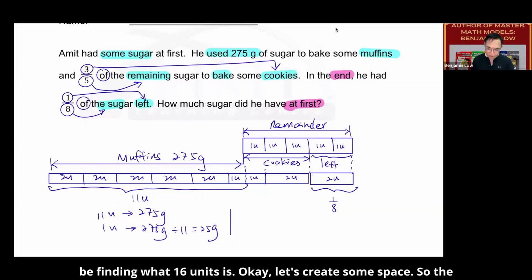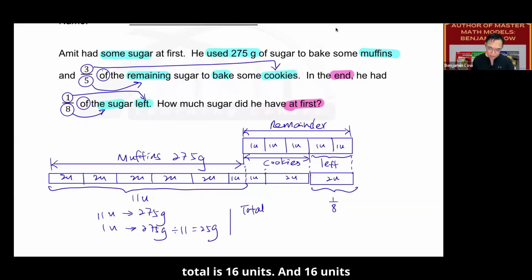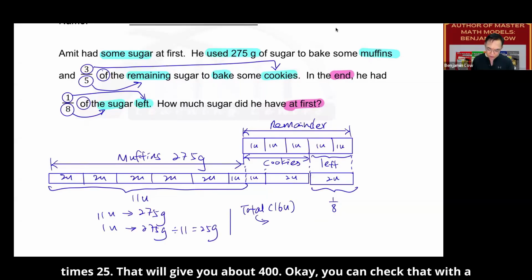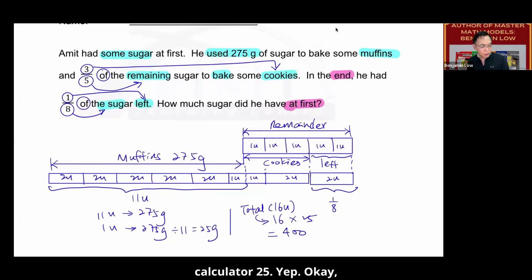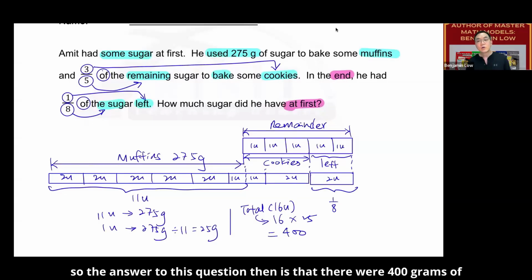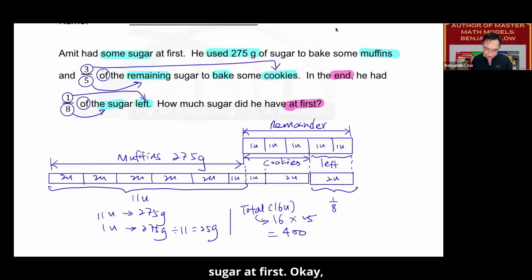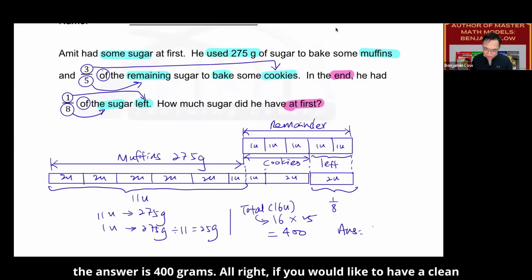Okay, let's create some space. So the total is 16 units, and 16 units times 25, that will give you about 400. Okay, you can check that with a calculator. 25, yep. Okay, so the answer to this question then is that there were 400 grams of sugar at first. Okay, the answer is 400 grams.